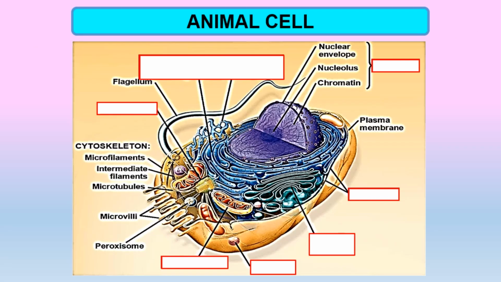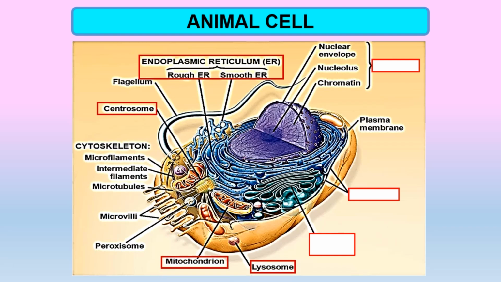This slide shows a diagram of an animal cell. The organelles you have to know are number 1, endoplasmic reticulum, which consists of rough ER and smooth ER, centrosome, mitochondrion, lysosome, Golgi apparatus or Golgi body, ribosomes, and the last one is nucleus.